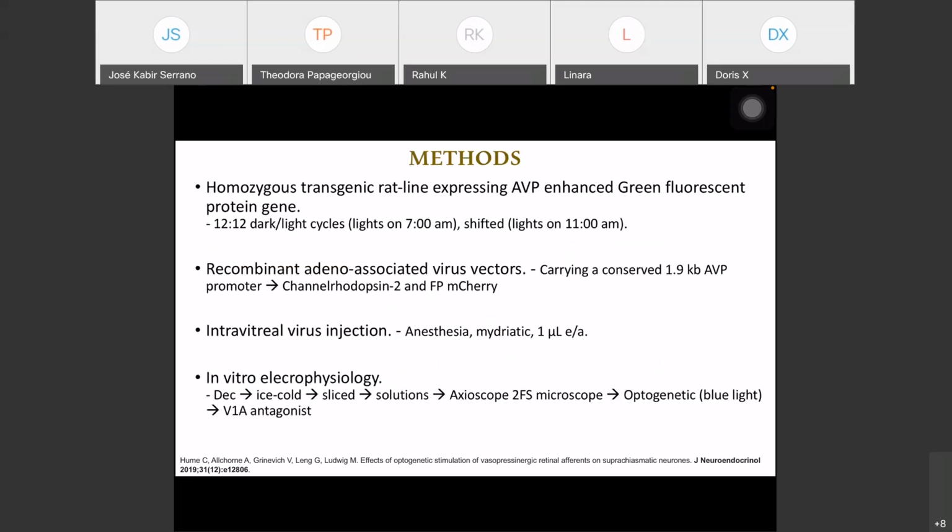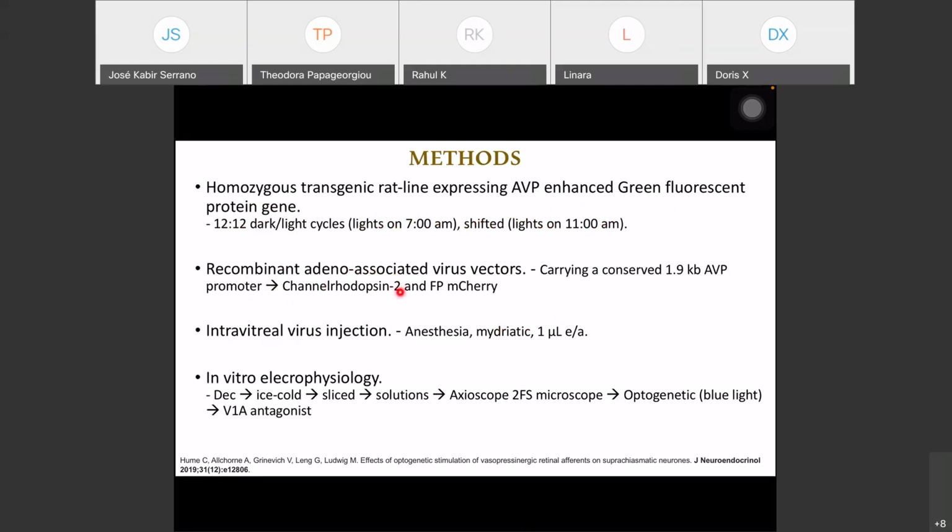So the methods: they used a homozygous transgenic rat line expressing the AVP enhanced fluorescent protein gene. The rats were exposed to 12-12 dark-light cycles. There were two groups, one where the exposure to light started at 7 a.m. and a shifted group where the light exposure started at 11 a.m.